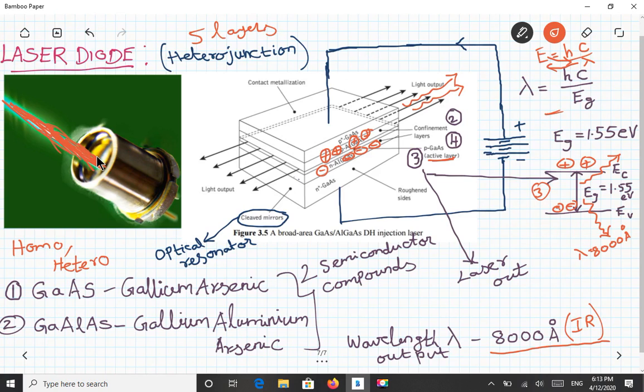Another application is distance measurement. Precise distance measurement can be done with a laser system. And it is used in sensors, endoscopes, and there are lots of applications.